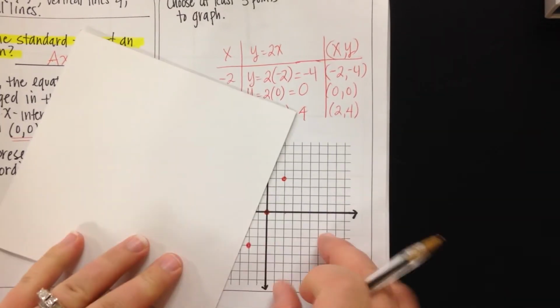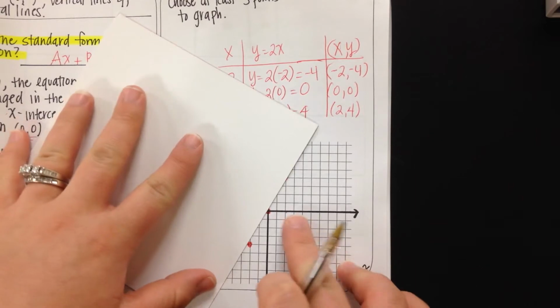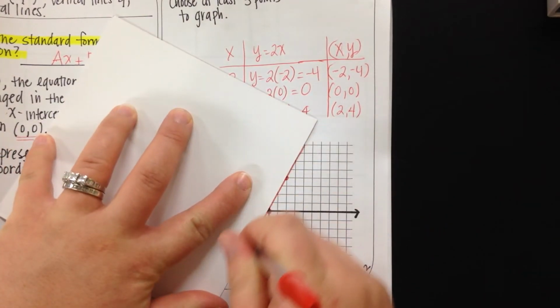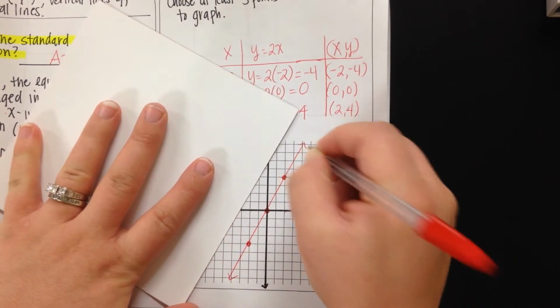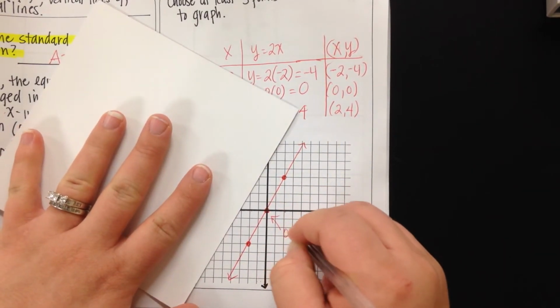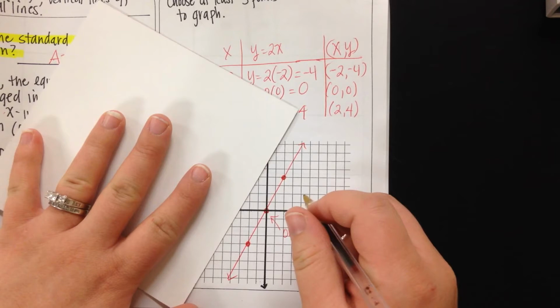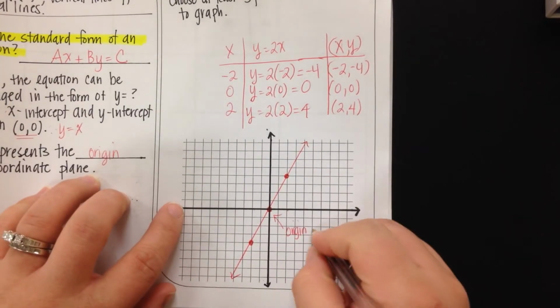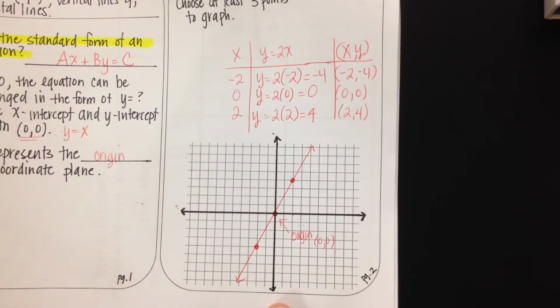And then you can see that is a linear equation. I'm going to connect my dots. Okay. Very simple. Since this is notes, I didn't spell that right. That is your origin. That's your 0, 0. Okay.